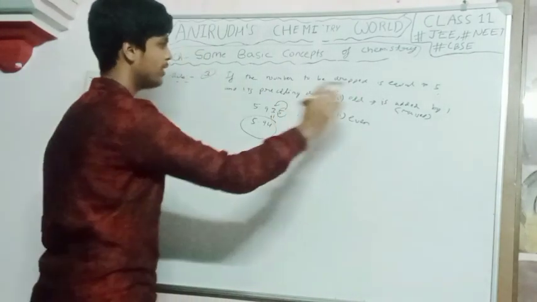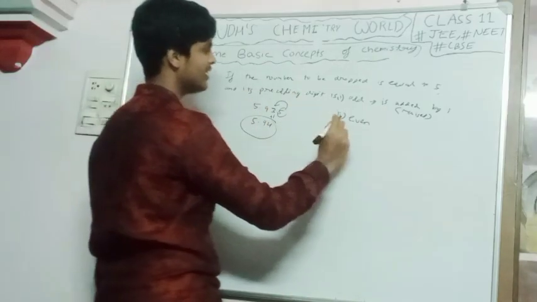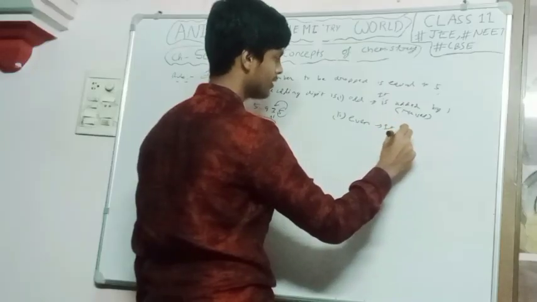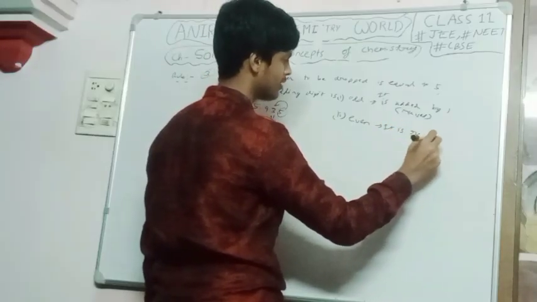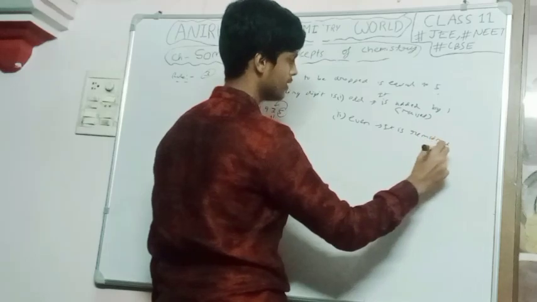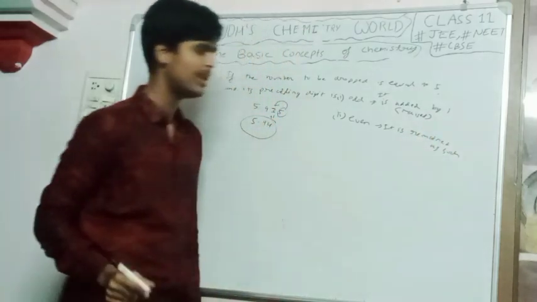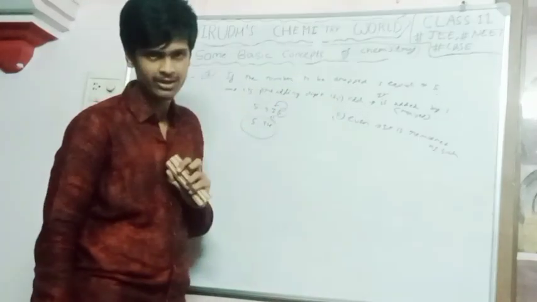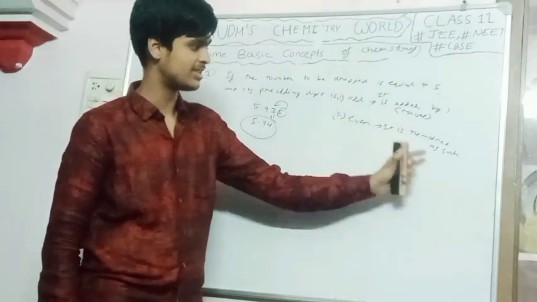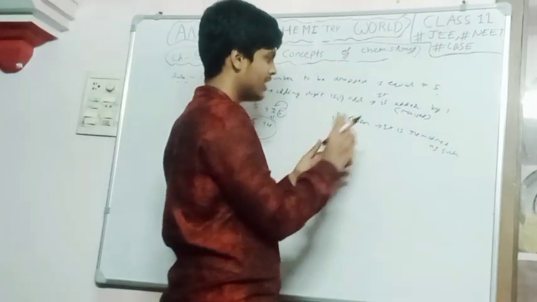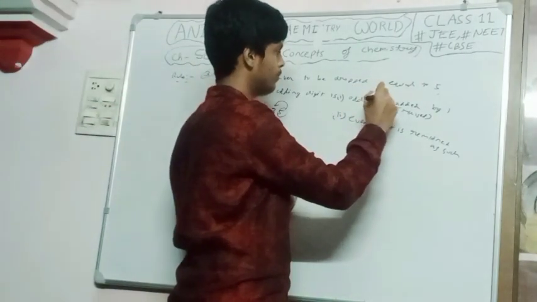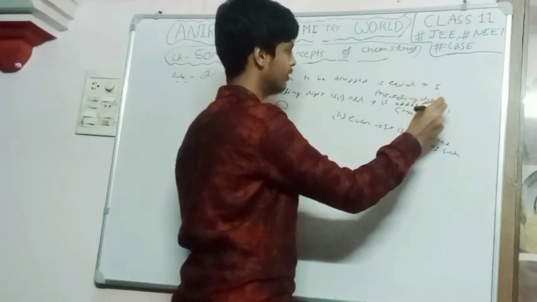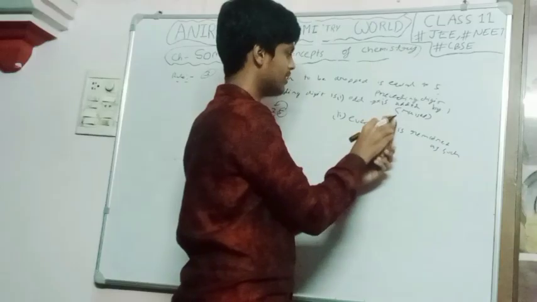And if the number to be dropped is 5 and its preceding digit is even, then it remains as such. Remained as such means, if the number to be dropped is 5 and the preceding digit is even, then the preceding digit remains as such. It means the preceding digit. Similarly here also, the preceding digit. I write here.